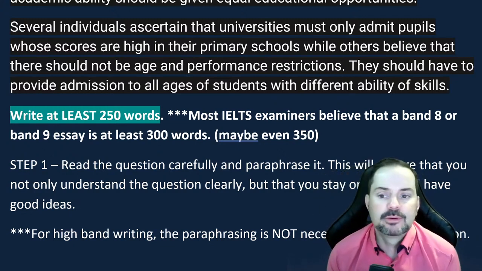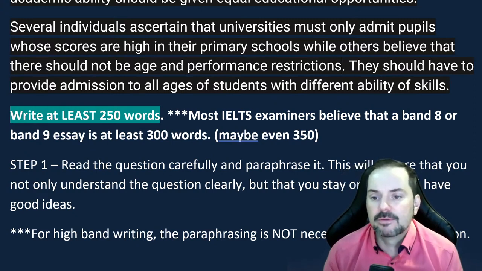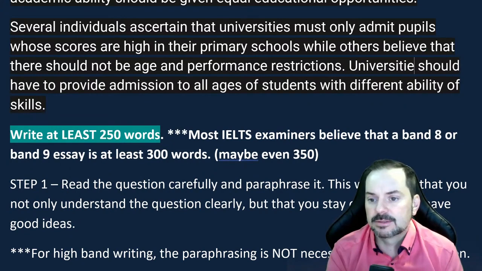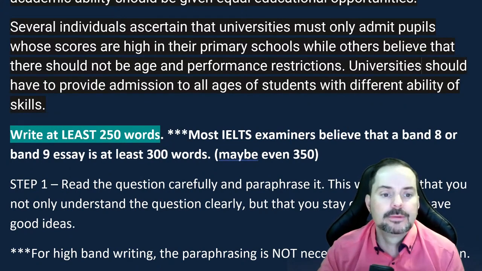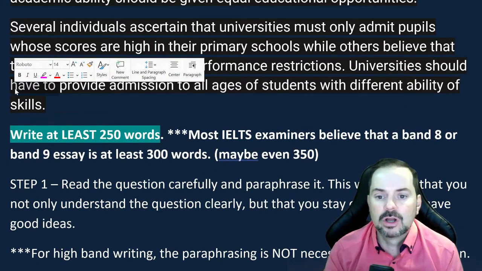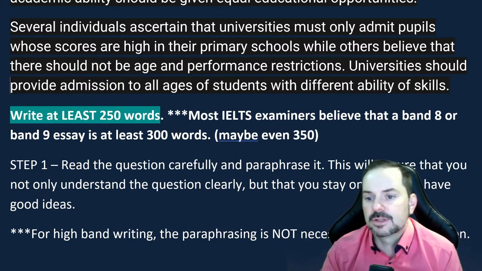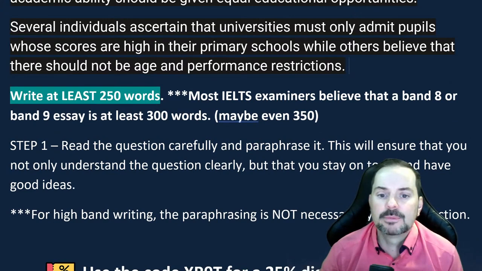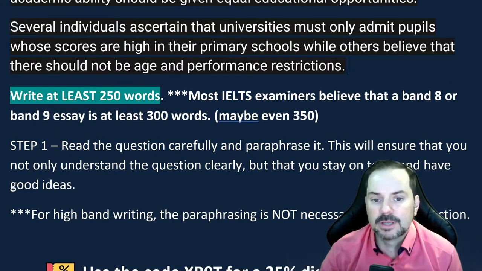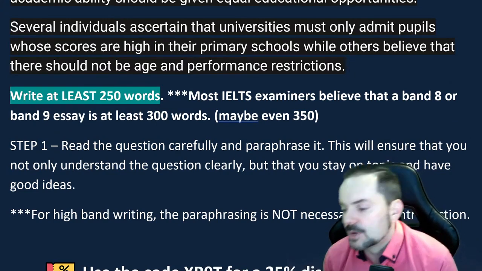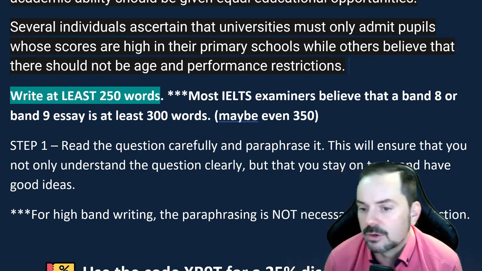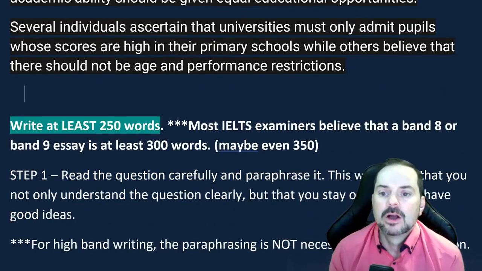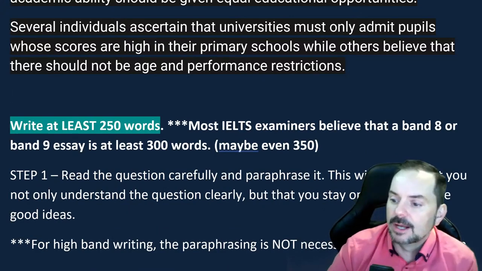They should have to provide, who are they? You have what's called a dangling modifier here. You have to state it. Universities should provide admission to all ages of students with different abilities. You don't need this, Bharat, because you said that with this previous part here. Should not be age and performance restricted or restrictions, okay? So don't repeat yourself, Bharat, okay? All right.